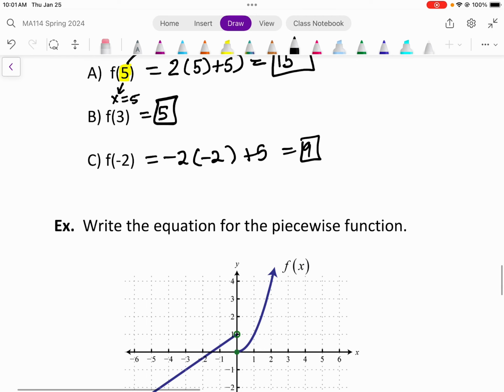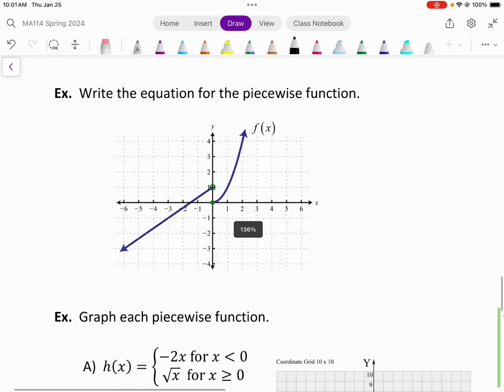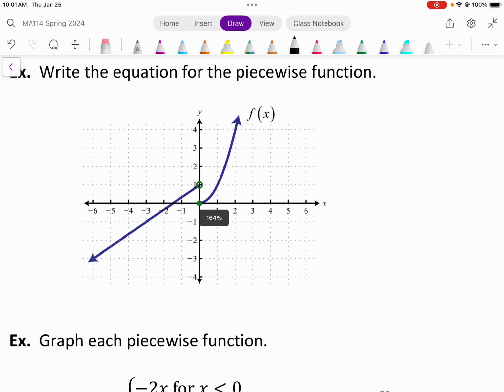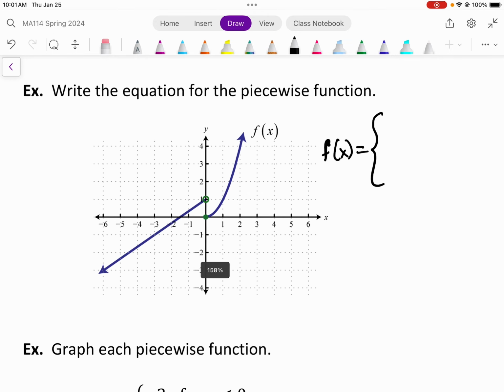Okay, now we're going to come through and try to write an equation for this piecewise function. So piecewise functions, when graphed, typically produce these discontinuous graphs. Some do connect up, this one does not. So we're going to start with f of x. We're going to put up a bracket.